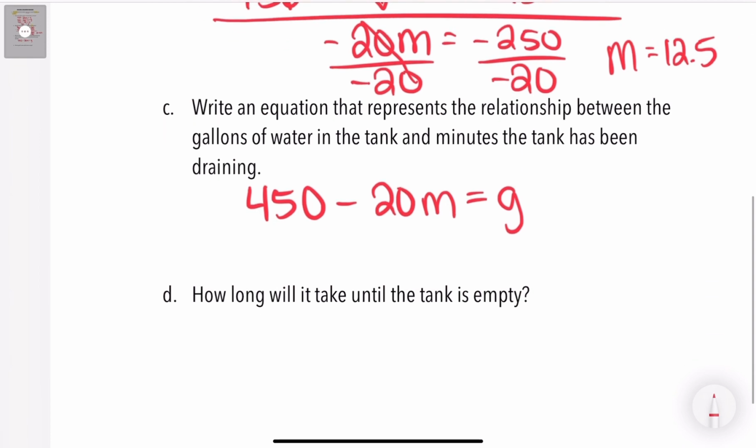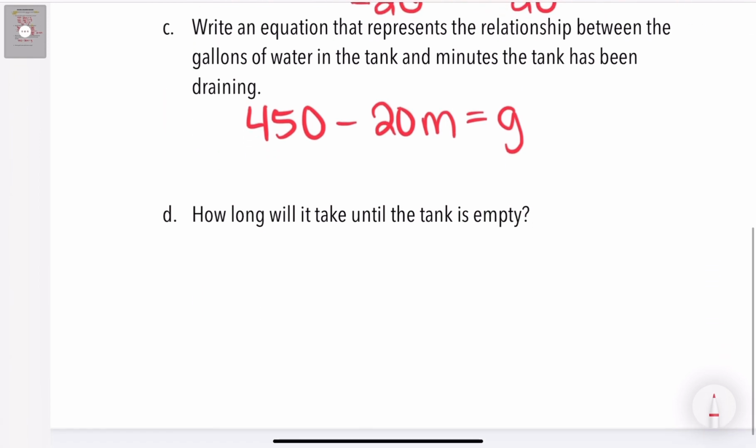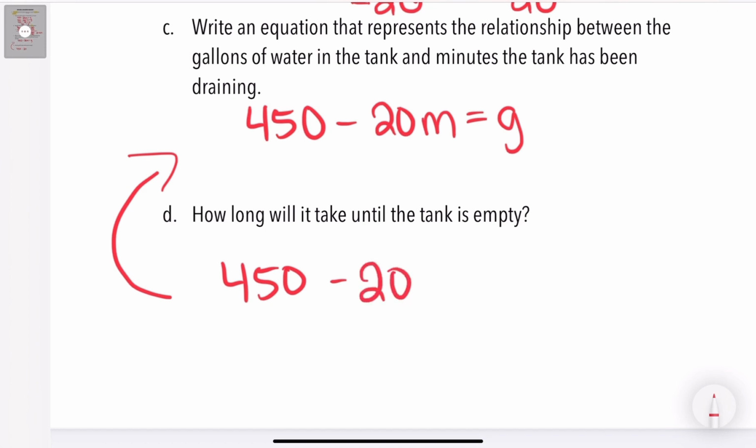All right, our variables are M and G. Now it's asking us how long will it take until the tank is empty. So we're using the same equation. We know we start with 450. We know we're decreasing at a rate of 20 gallons per minute. In the end result, we want to know how long it's going to take for it to be empty. So that's going to be 0. So we're trying to get M by itself.